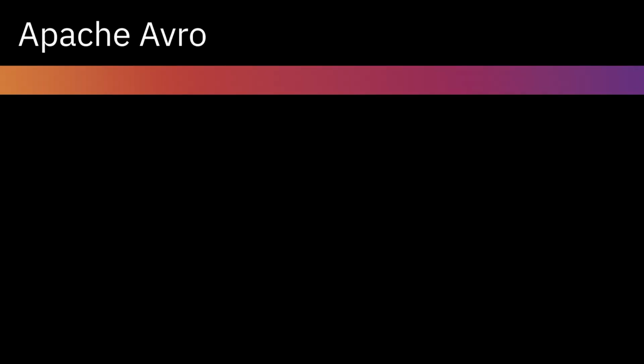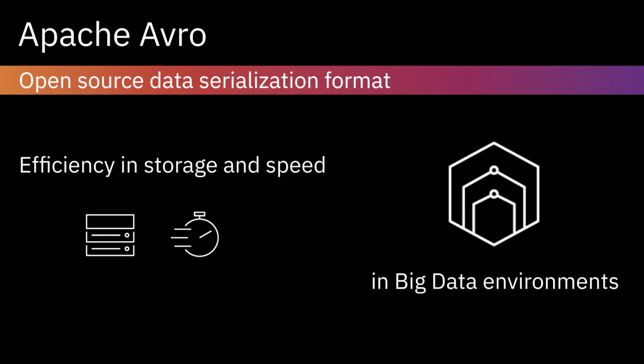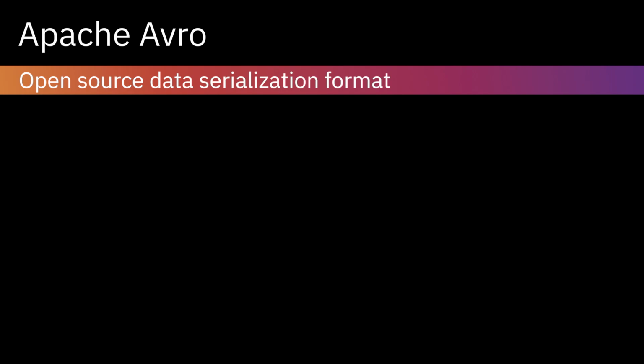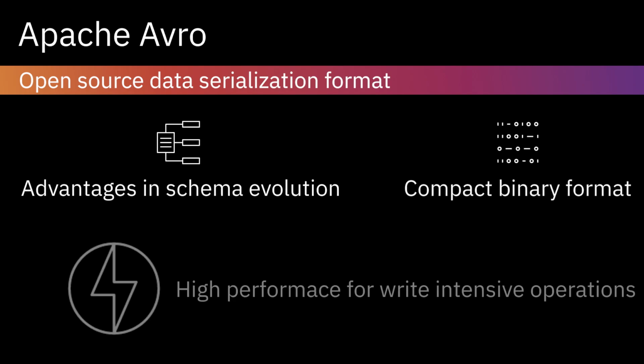So Avro is an open source data serialization format known for its efficiency in storage and speed, particularly in big data environments. It offers advantages in terms of schema evolution, compact binary format, and high performance for write-intensive operations, making it suitable for use cases like data streaming with Apache Kafka.